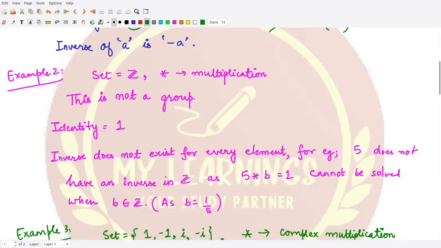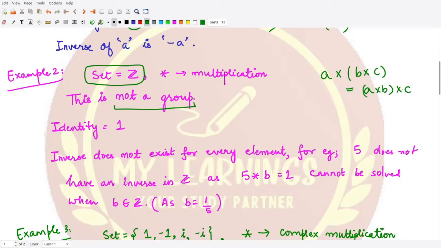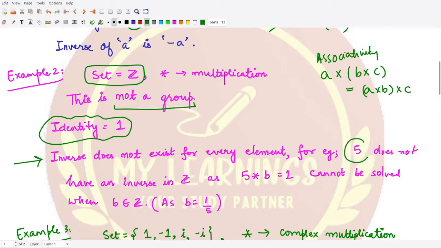In the next example, we are taking the set of integers and the binary operation as multiplication. I am saying this does not form a group. Although for integers, (a times b) times c is equal to a times (b times c), so we have the property of associativity. In this case there is no issue. Moreover, we also have an identity, but the problem arises when we take the inverse of an element. For instance, if you take the element 5 here, this element 5 does not have an inverse in integers.